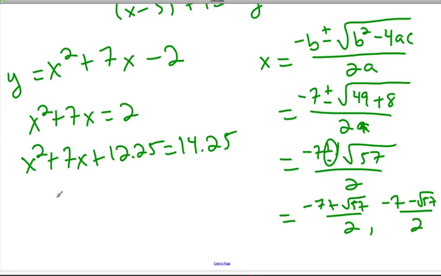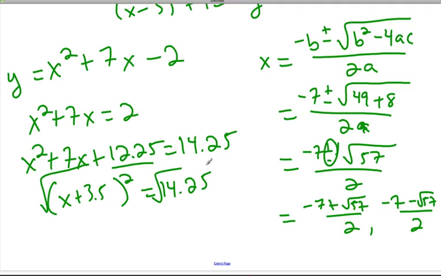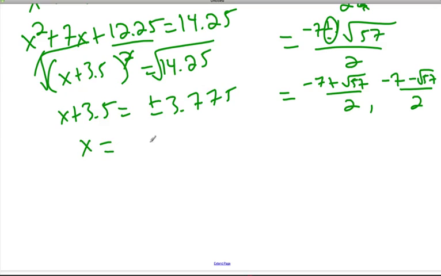And now what we're going to do is we're going to have to find a perfect square trinomial for this. And you might be confused by this. Just recognize that it's 7 divided by 2, which is 3.5. So it's x plus 3.5 squared equals 14.25. And now what we're going to do is we're going to take the square root of these two terms. So we're going to get x plus 3.5 equals plus or minus the square root of 14.25. The square root of 14.25 is, put it in my calculator, about 3.775. And now let's just solve this out. X equals negative 3.5 plus or minus 3.775.